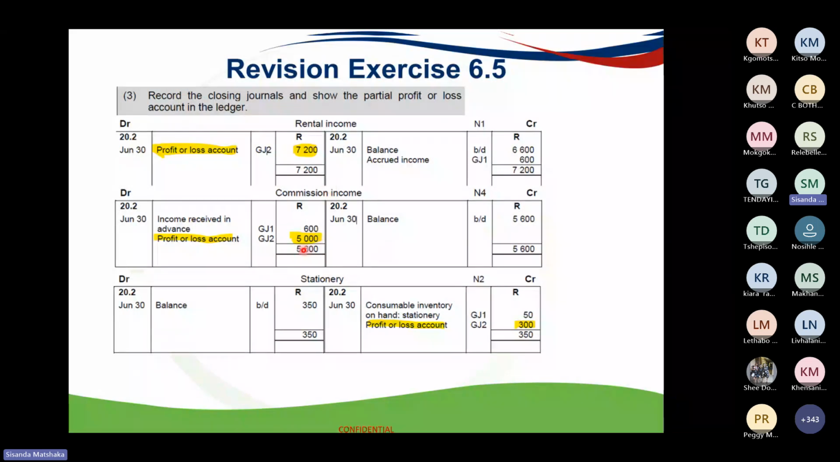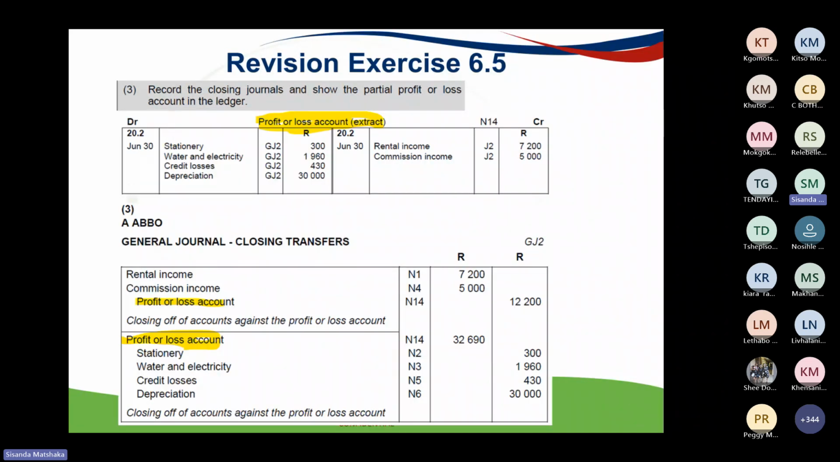contra accounts in the profit and loss account, and that is what we would see in this last slide, having stationery, water and electricity, credit losses, and the depreciation account. As you will see, all the expenses would appear on the debit side of the profit and loss account, and then on the credit side you will get all your income related accounts, being the rental income as well as the commission income of 5,000 Rand. Again, all contra entries as per our nominal accounts that we went through.